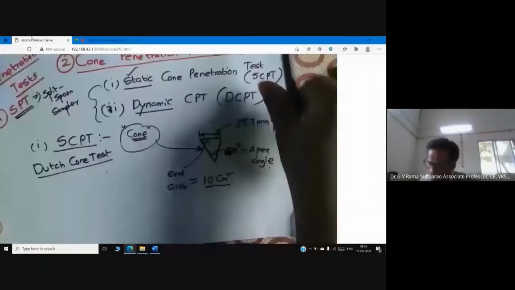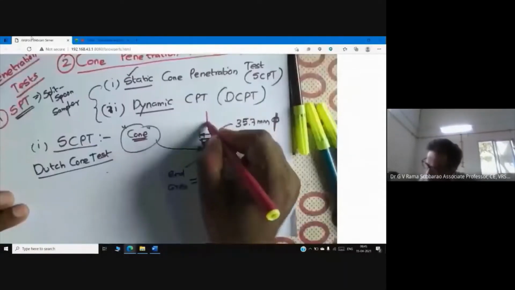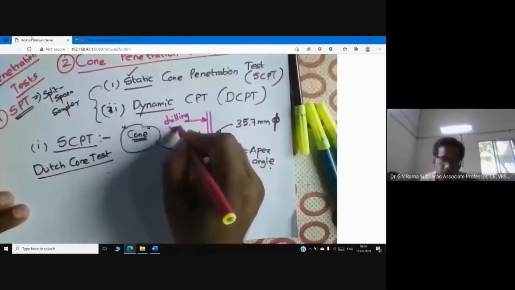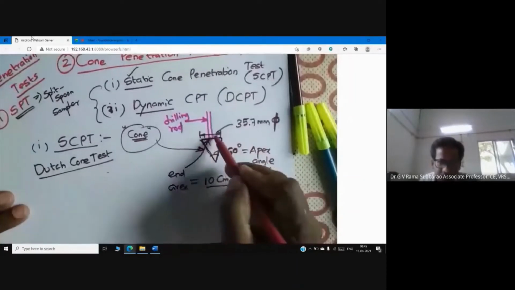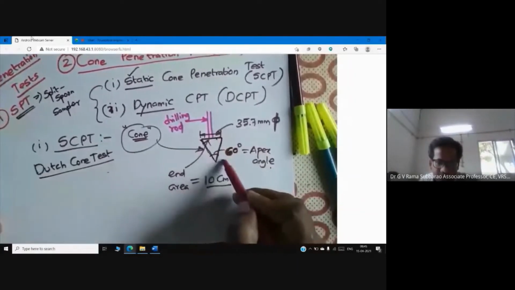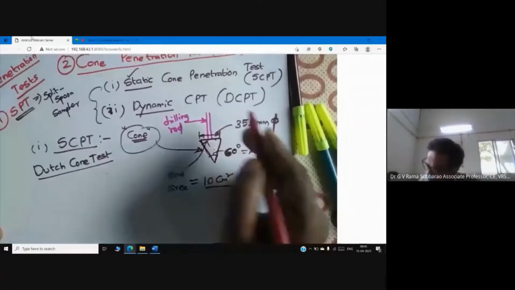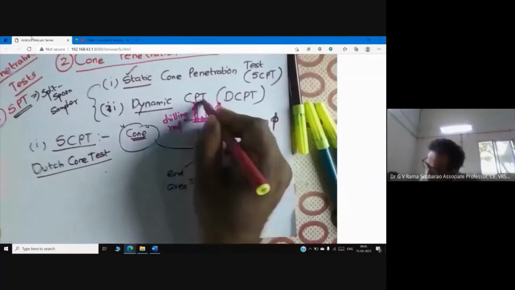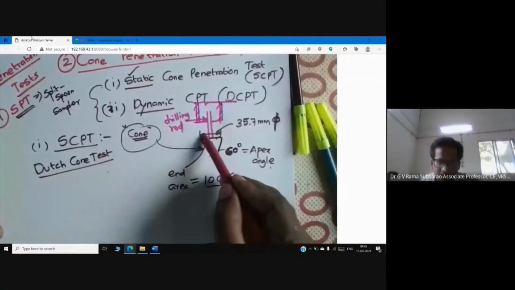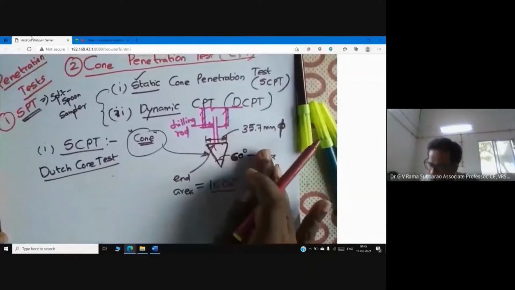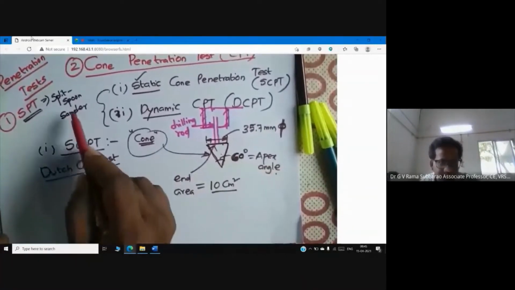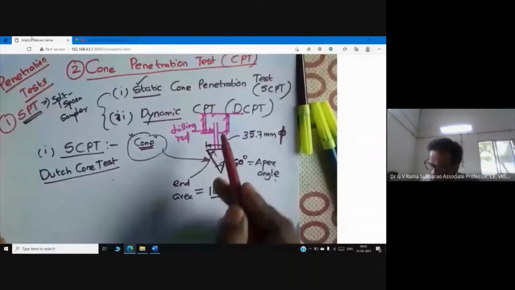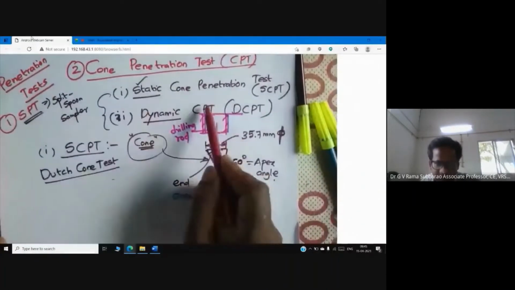Now see, we have a drilling rod. This is the drilling rod. The end of the drilling rod is attached with the cone. In the earlier case, in case of standard penetration test, we attached the split spoon sampler. Now we are discussing cone penetration test. The name itself says we are going to attach a cone at the end of the drilling rod.